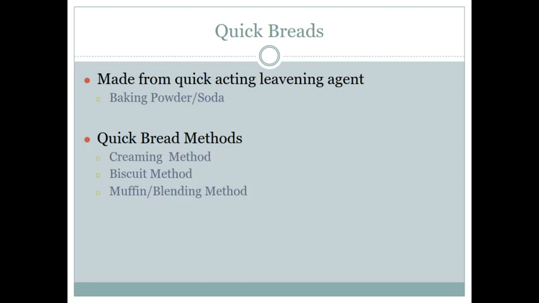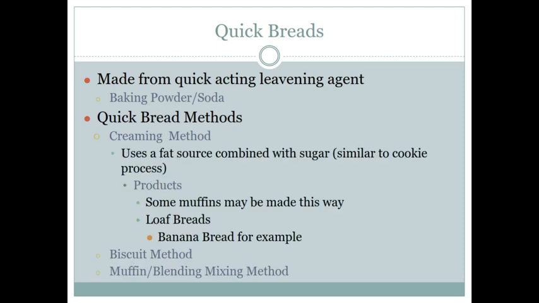Inside quick breads, there's three different ways that you can mix quick breads, and the mixing method helps to determine the overall texture of your quick bread. The three mixing methods are the creaming method, the biscuit method, and the muffin slash blending method. Throughout this week, we will be going through what each one entails and doing some demonstrations along with that. For today, I'm just going to talk about the creaming method.